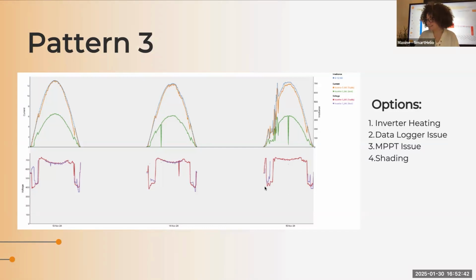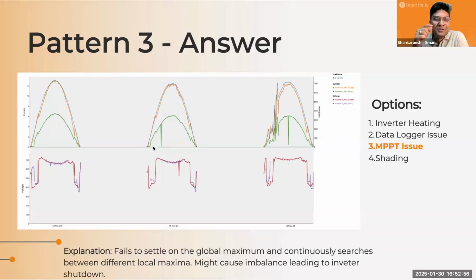Oh, interesting. So most people, around 50%, believe it's an MPPT issue. Now let's see what the answer is here. To me, the previous two were relatively easy, and this was complex, and 50% answered it correctly. So indeed, it is an MPPT issue, and it's not very strongly visible here. But if you see, there is continuous fluctuation in voltage, there's continuous fluctuation in the current.